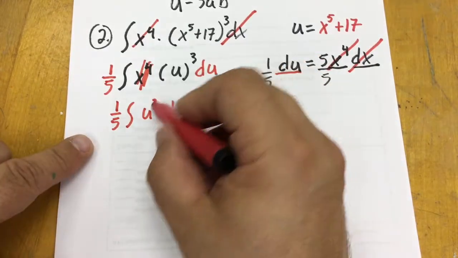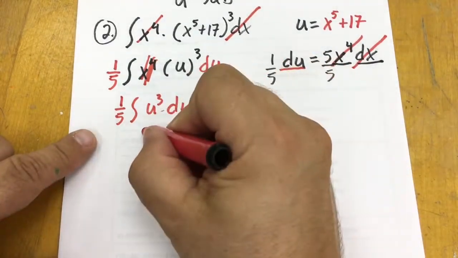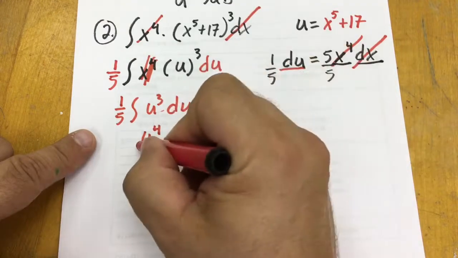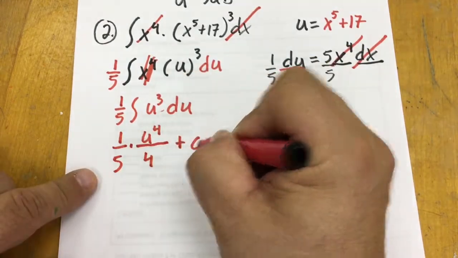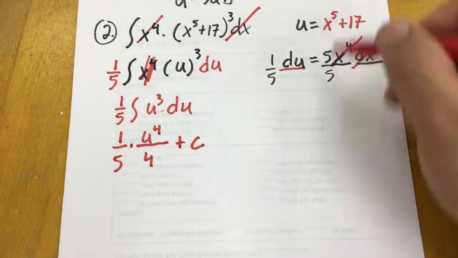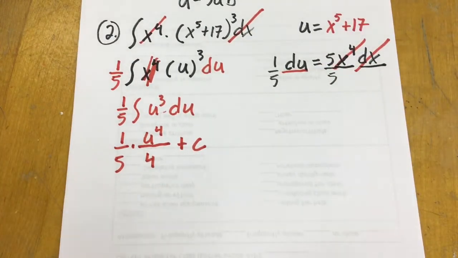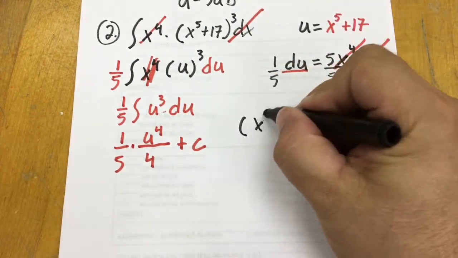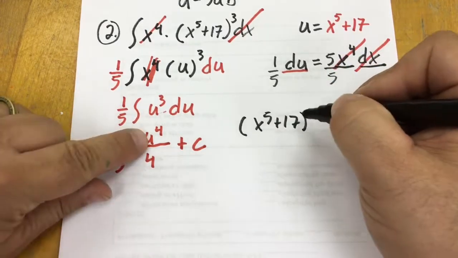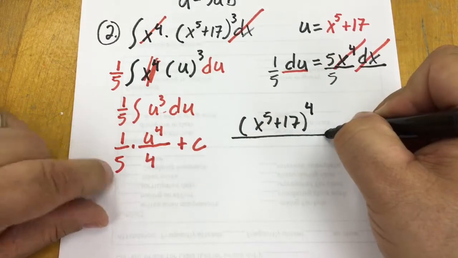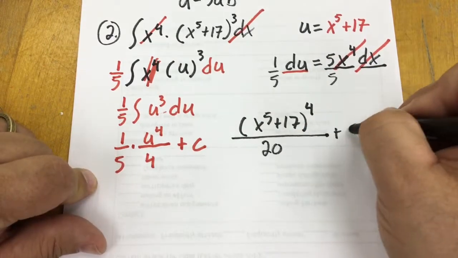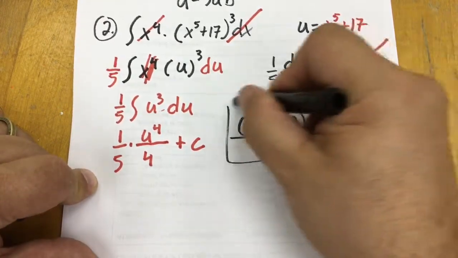Let's see, I add 1, so that gives me u to the 4th over 4, but I have to multiply this by 1/5, plus c. Now when I put the x to the 5th back in, that's just going to give me x to the 5th plus 17 in for u to the 4th power now, all over 5 times 4 is 20, plus c. And that was a little bit more involved u substitution.